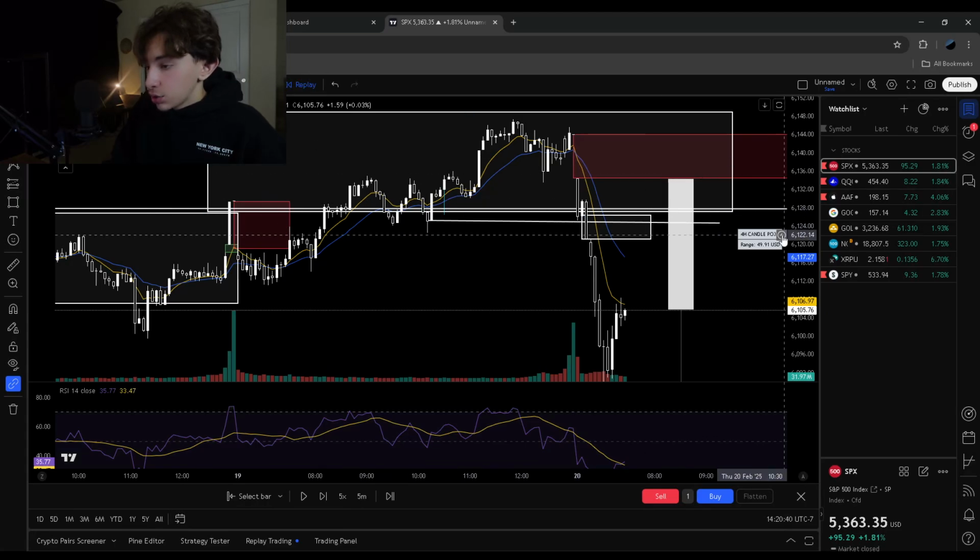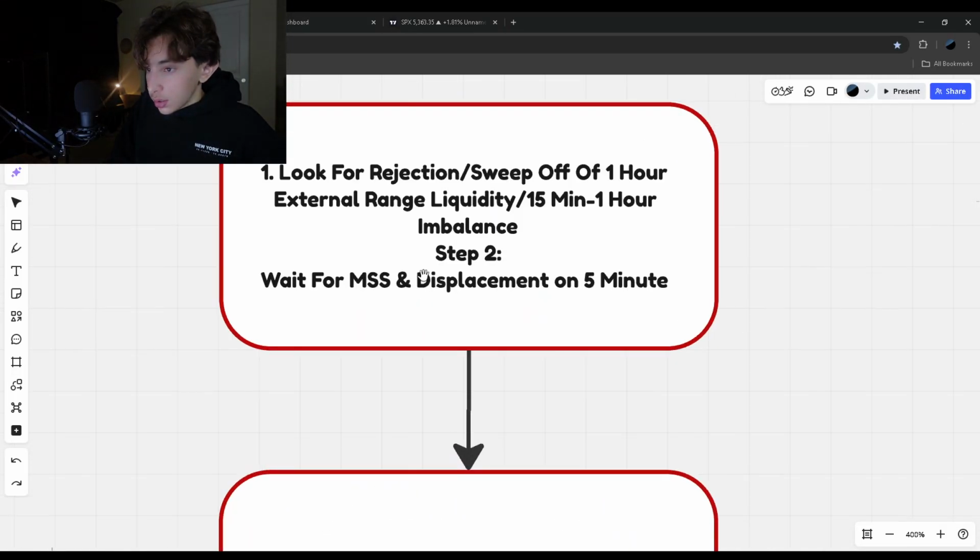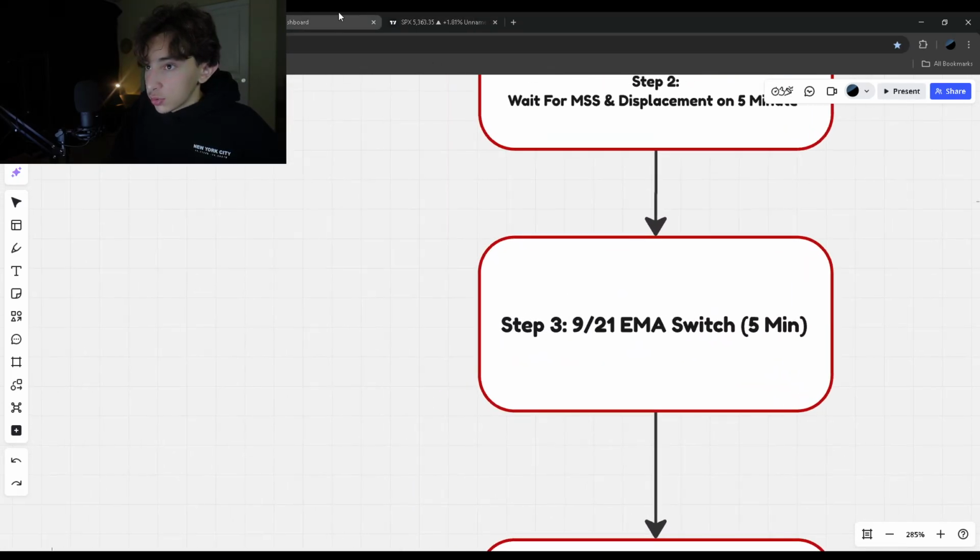The second thing that we're looking for is a 9 to 21 EMA switch. So that's the next step in the thing. So wait for market structure shift, and then 9 to 21 EMA switch.